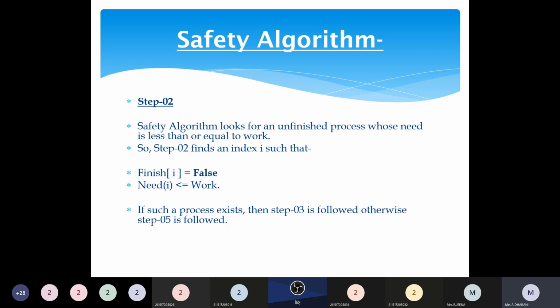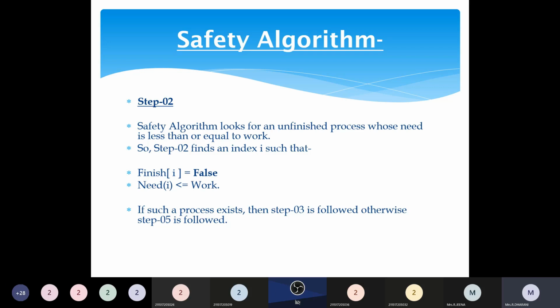So if it is, then it will check the second process. It will check the second process based upon the index. Say for example, finish of I, initially I is equal to 0. It means process 0 is false. It means it is not yet allocated. So it will check whether the need of the first process is less than work. If such a process exists, then step 3 is followed, otherwise step 5 is followed.